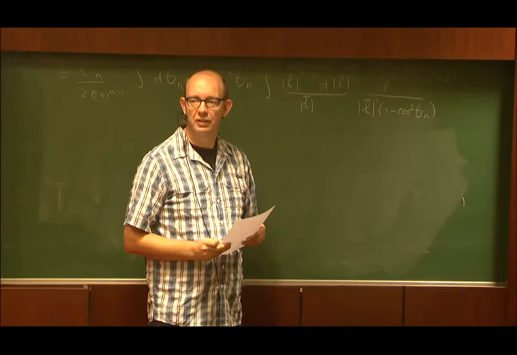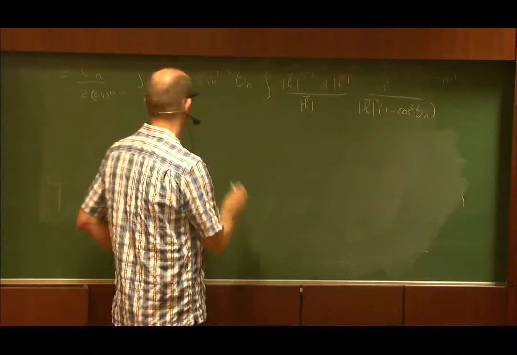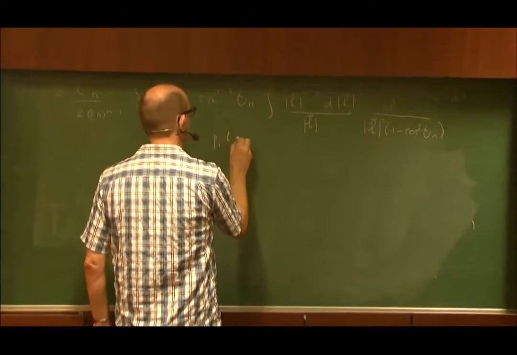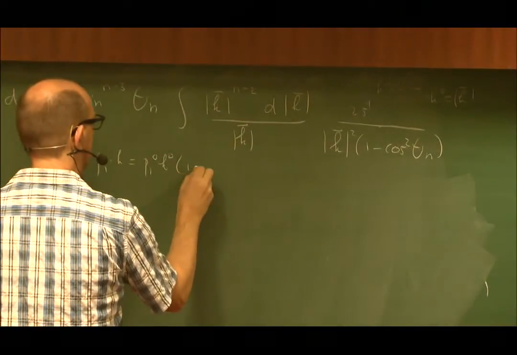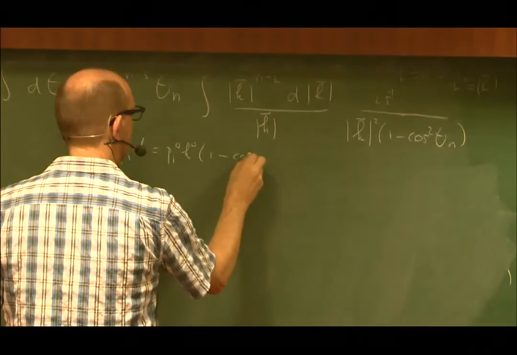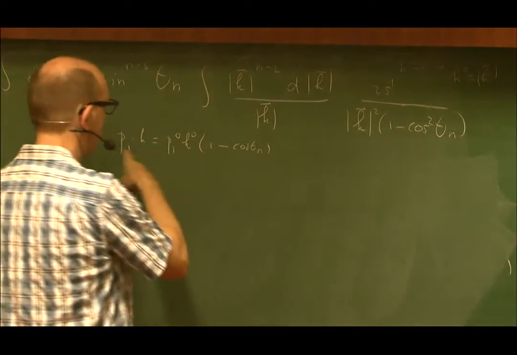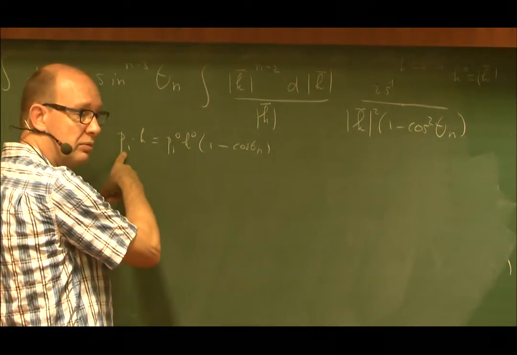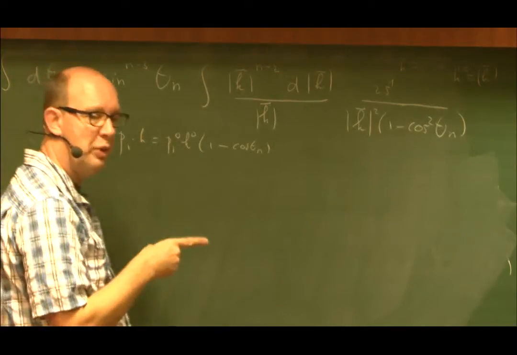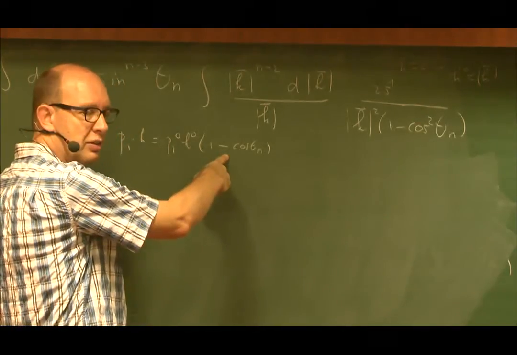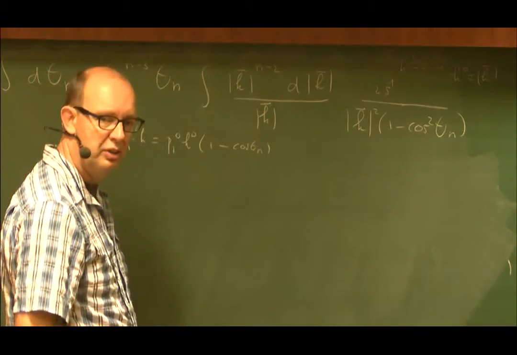Right, you see this? We have that p1 dot k is p10 k0 times 1 minus cosine theta_n, because p1 is in the z direction. And p2 is in the minus z direction, so you get exactly the same with the plus there. And you multiply and you get 1 minus cosine theta_n squared.